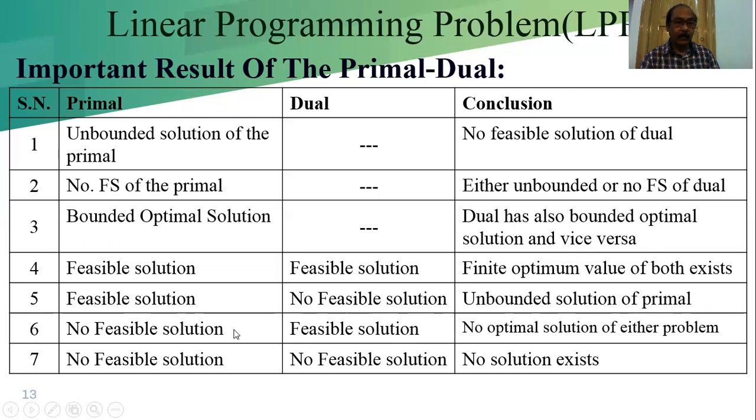Primal has no feasible solution, but the dual has a feasible solution. No optimal solution of either problem. We cannot get the optimal solution of either problem. In this case, it is feasible, that means it should be unbounded. In this case, it is not feasible. No feasible solution, no solution exists. That means no optimal solution exists. If it is not feasible and the other is also not feasible, then we can say there does not exist any solution.